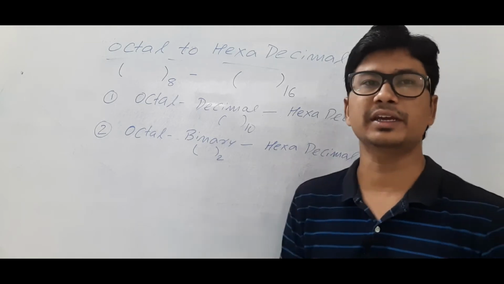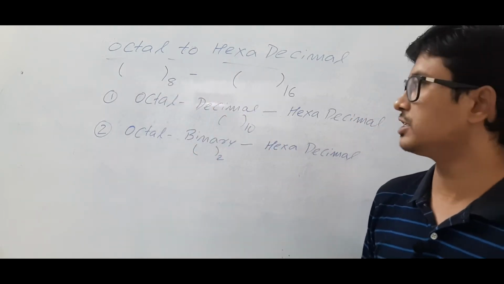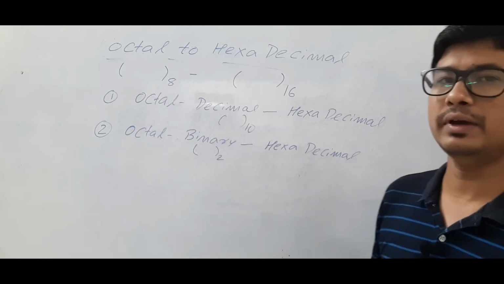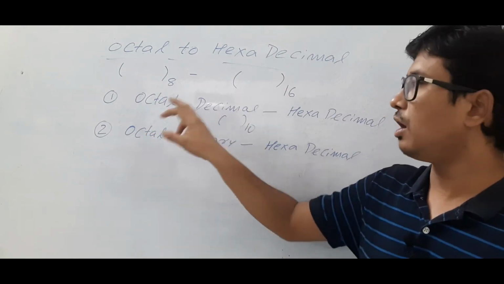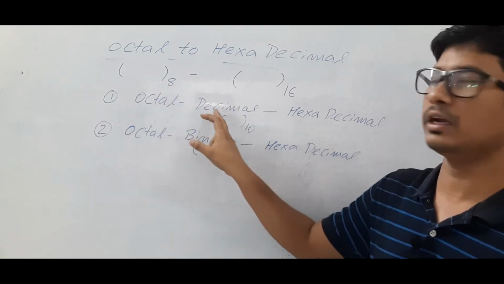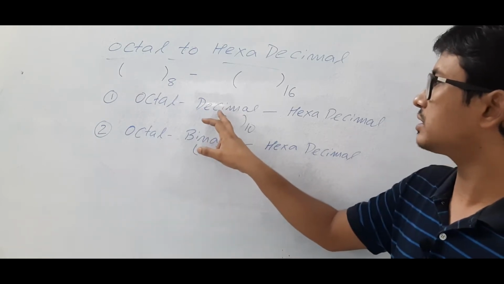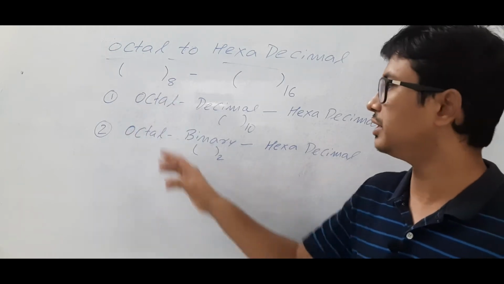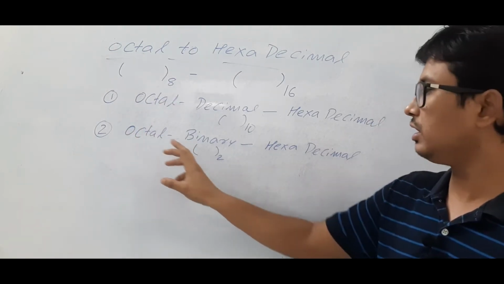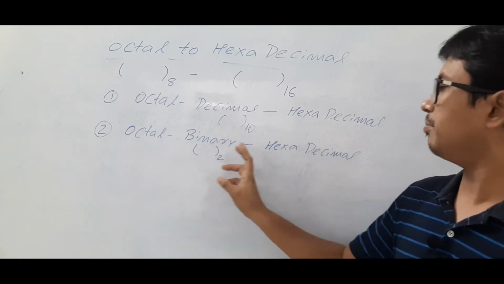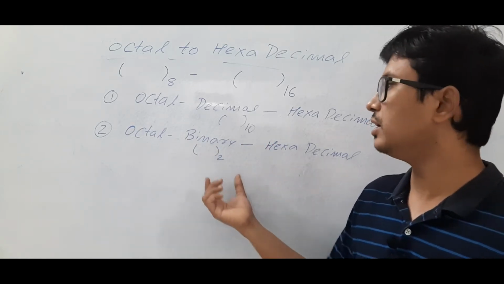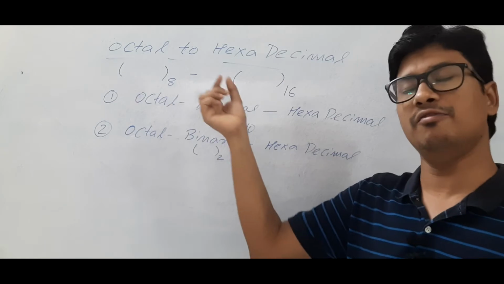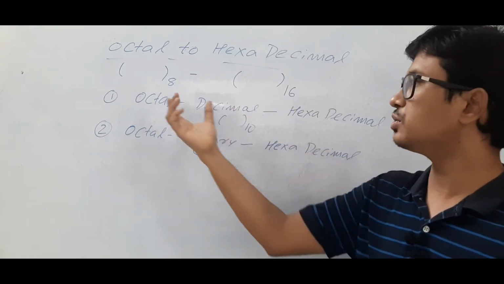These are the two ways I can convert a given octal number to hexadecimal. The first way is octal to decimal, and from decimal to hexadecimal. We already discussed how to convert an octal number to decimal, and also how to convert a decimal number to hexadecimal, so it is easy, you can also do it. The second way is to convert octal to binary, and from binary to hexadecimal. I have already discussed the first process, so you can do it.